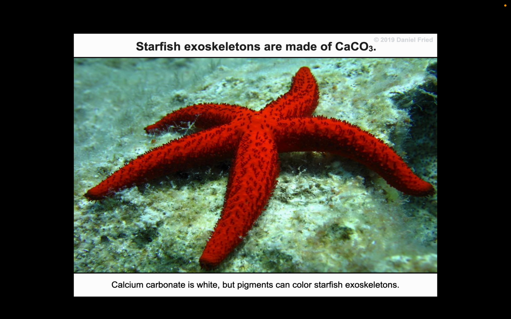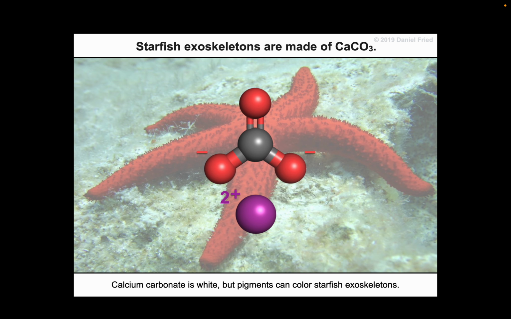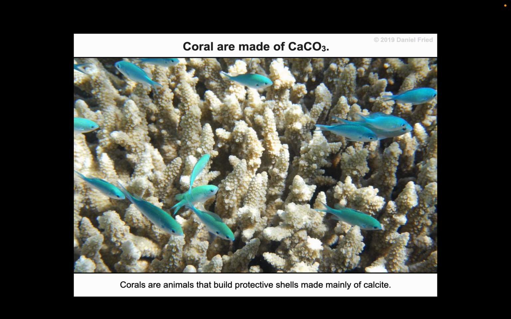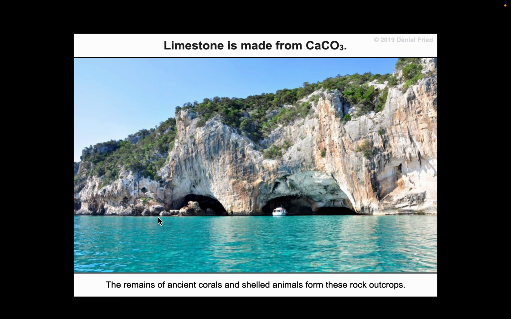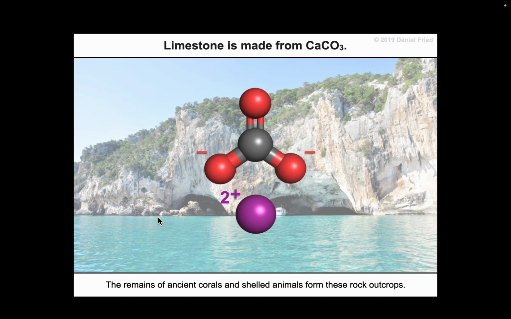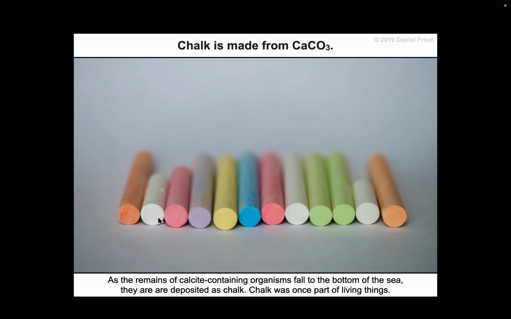Here we have CaCO3 in the process. And coral. Corals are animals that build protective shells, mainly made of calcite. Another beautiful image. Limestone is made from CaCO3, from the remains of ancient corals and shells, and we see it in these rock outcrops. Chalk is made from calcium carbonate. As calcium-containing organisms float in the sea, they deposit as chalk. Chalk was once part of living seas.